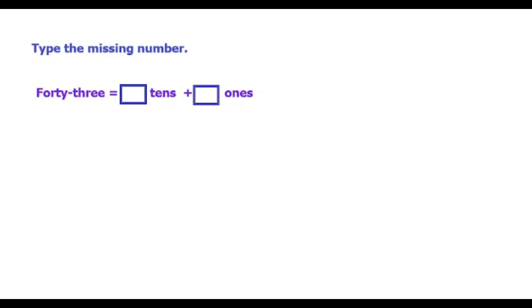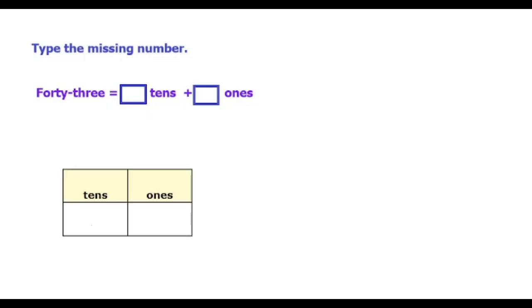In this video, we're going to work a little bit more with place value. Sometimes you might get a problem that looks like this, where it says type the missing number. So 43 equals blank tens plus blank ones. You need to figure out how many tens 43 has and how many ones 43 has. And you could record it here on this chart.